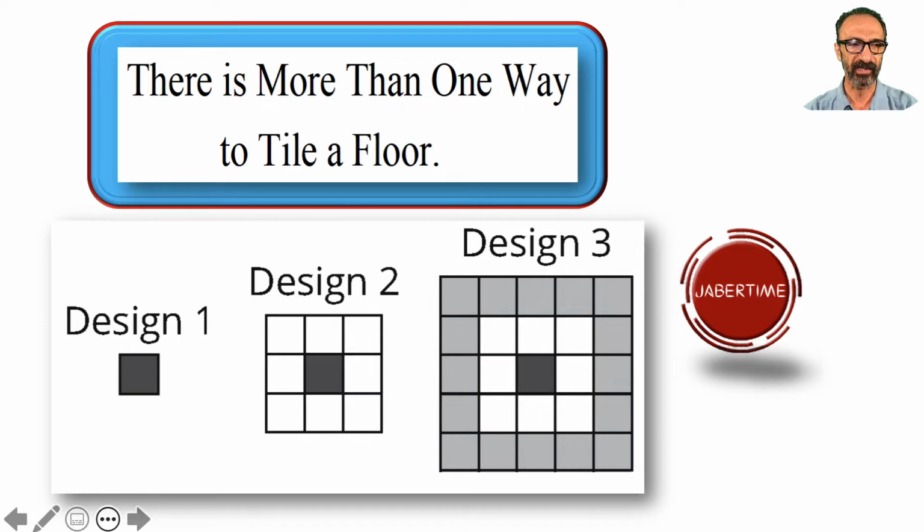As you can see from design 1, I have a 1 by 1 black tile. Design number 2 is the same 1 by 1 black tile, and around it we have 1, 2, 3, 4, 5, 6, 7, 8 white tiles. Now if you notice, I counted them by looking at them one by one, and that's not the way we should do it.